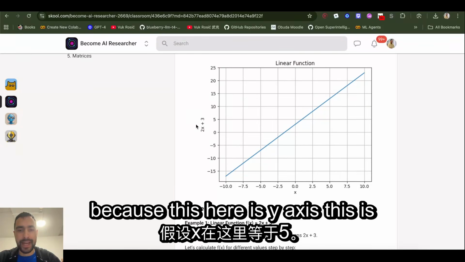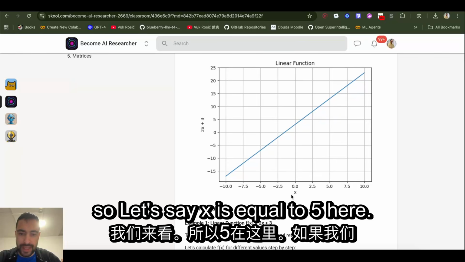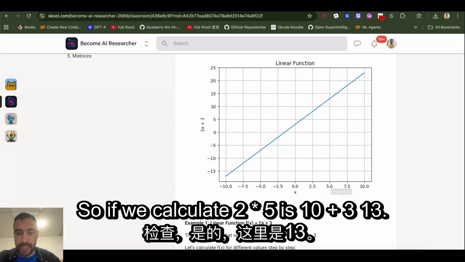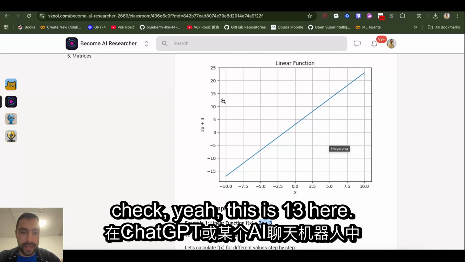Because this here is the y-axis, this is the x-axis. So this is y or f of x axis. So let's say x is equal to 5 here. If we calculate 2 times 5 is 10, plus 3, 13. So 5 goes here, and if we check, yeah, this is 13 here.